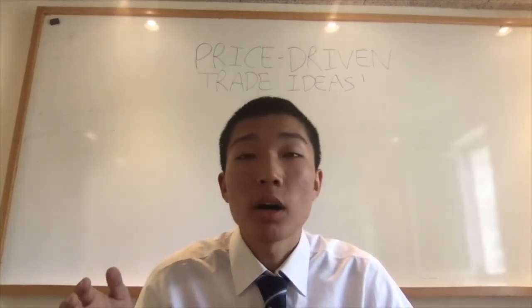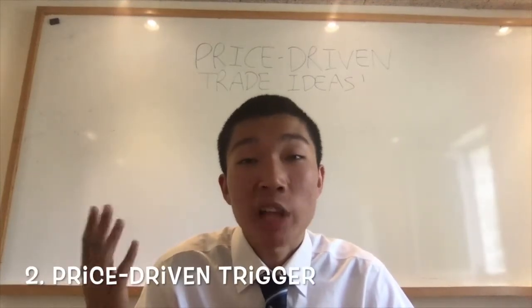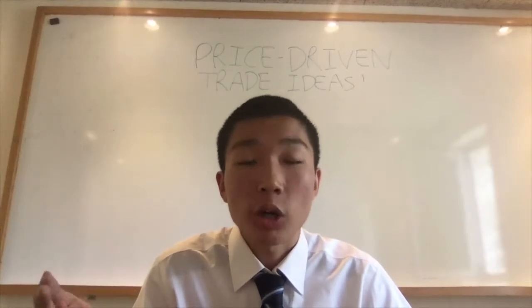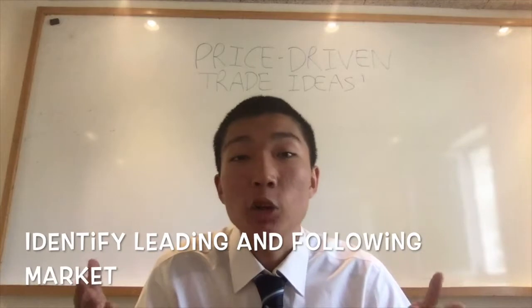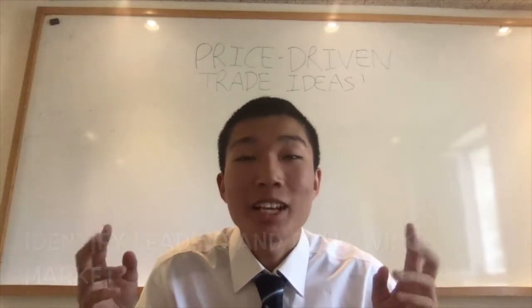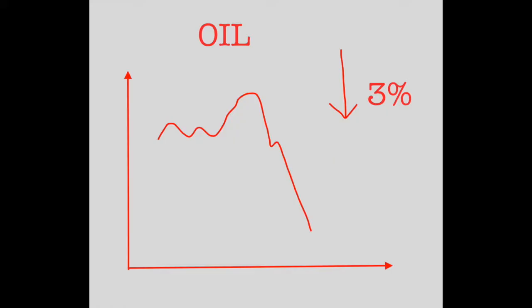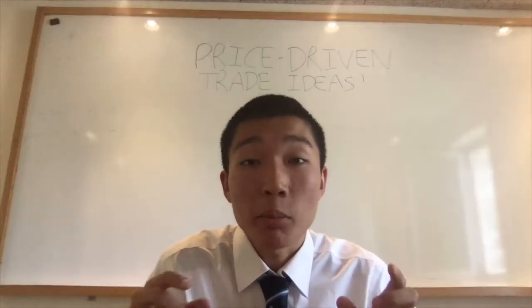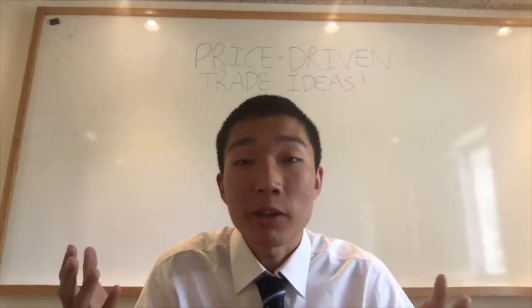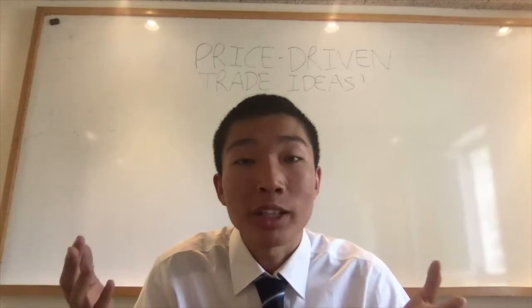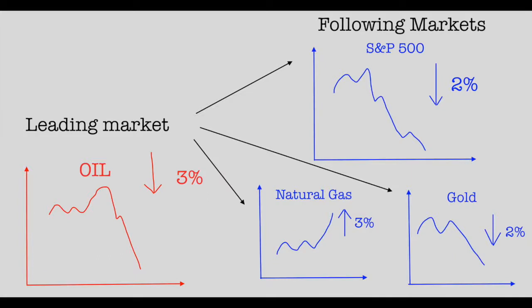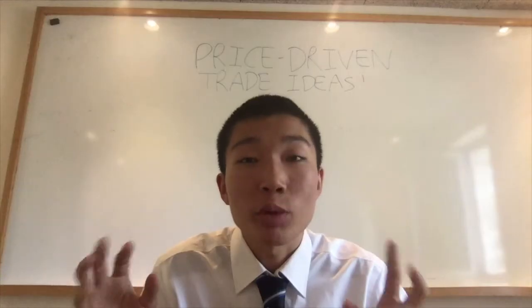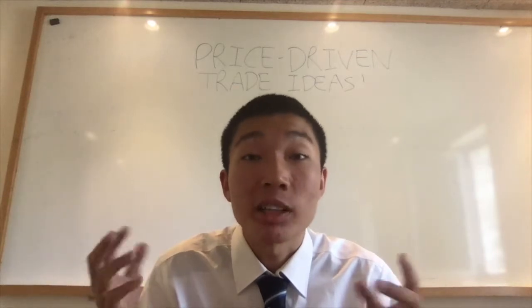The second type of trigger is price-driven, which is the topic of this video. Now, how does it work? You need to identify two things, a leading market and a following market. So what are those? Let's give an example. Let's say oil moves down 3% today, and that is the leading market. And the S&P 500, as a result of the oil moving down, also moved down. And then you see that natural gas went up, and then gold went down. Those are the following markets, the ones that react to the oil moving down, which is the leading market.